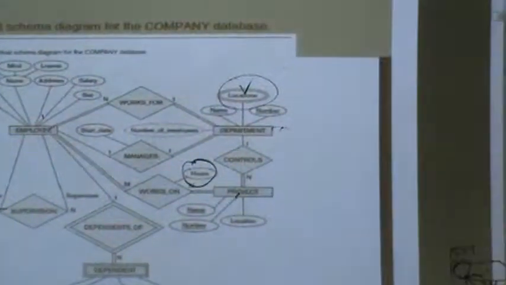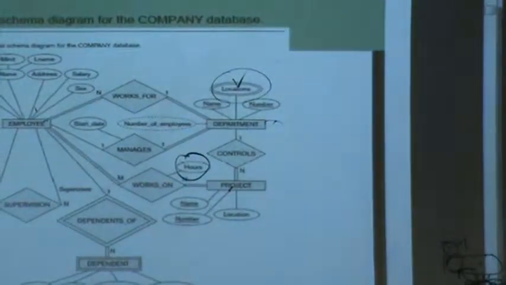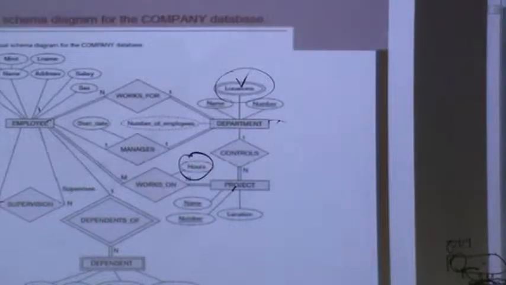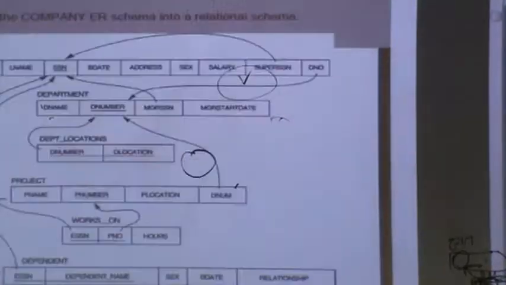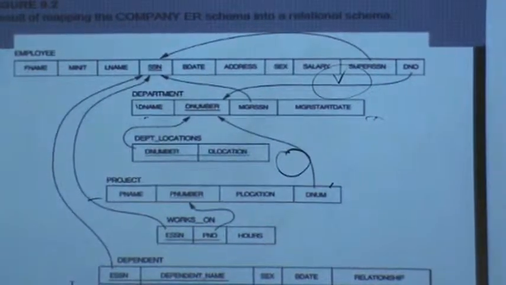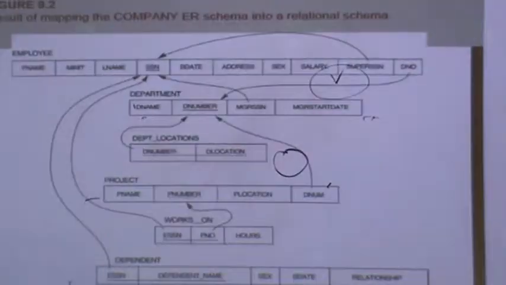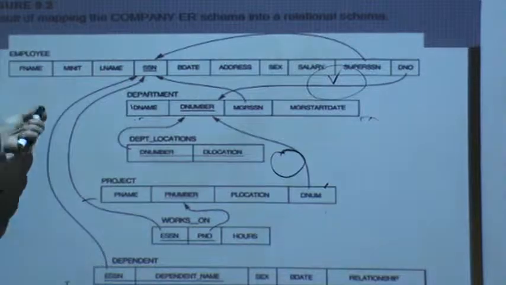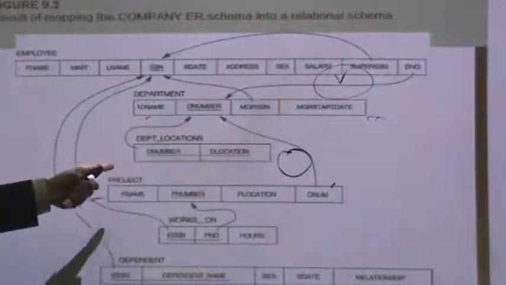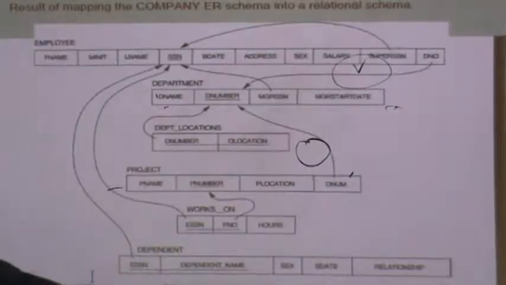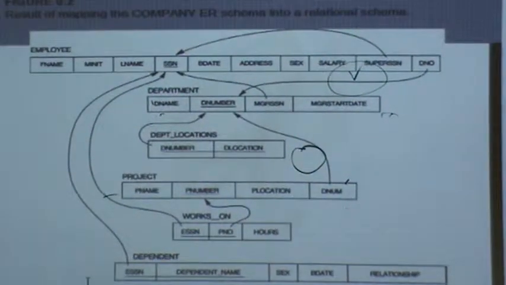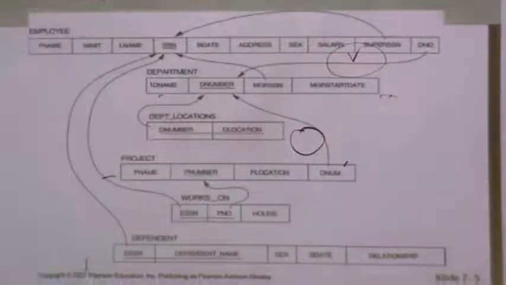So like the location, the department location can be one separate table. Okay? So this is a multi-value. That's it. It's done. Let's see the result. So we have the employee, and we have the department. We have the department location, we have the project, we have Works_On, we have the dependent, like this.